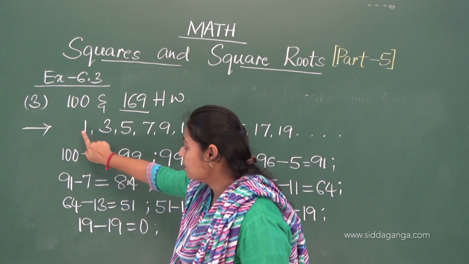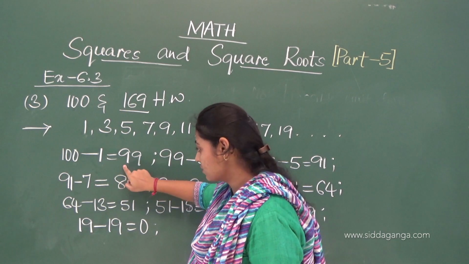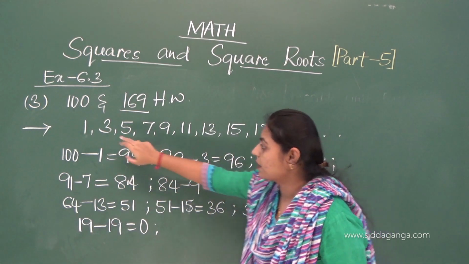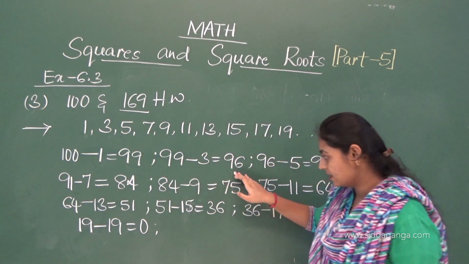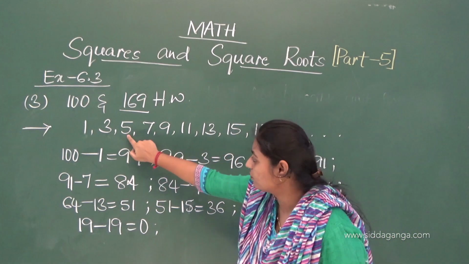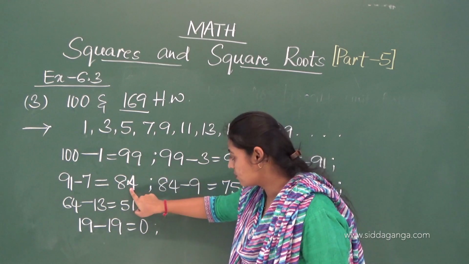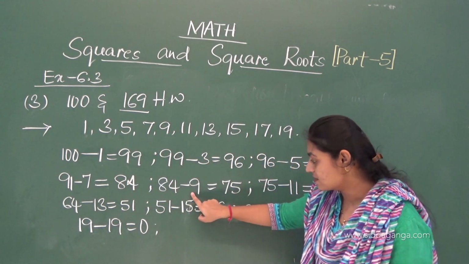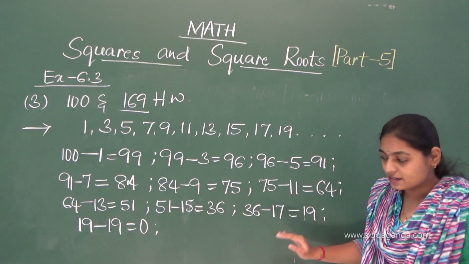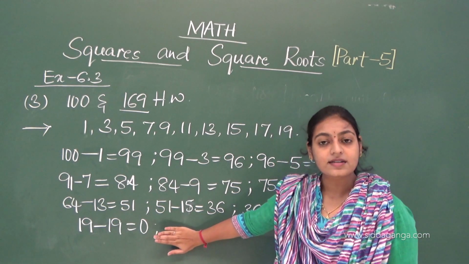So first, 100 minus the first odd number, 1, is equal to 99. Again, 99 minus the next odd number, 3, is 96. 96 minus 5 is equal to 91. 91 minus 7 is equal to 84. 84 minus 9 is 75. We are repeating this step until we are getting the number 0.